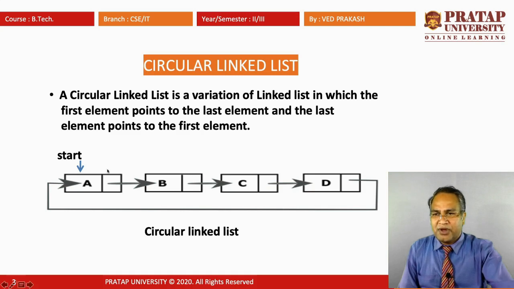This is our example to describe a circular linked list. There are 4 nodes. This is the starting or first node. This first node points to node B, B points to node C, and node C points to node D. D again points to node A. So, we can say this linked list is known as a circular linked list.